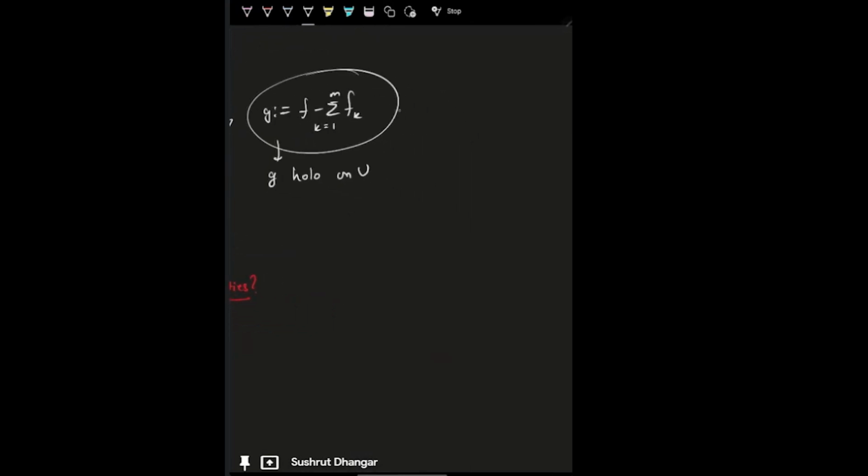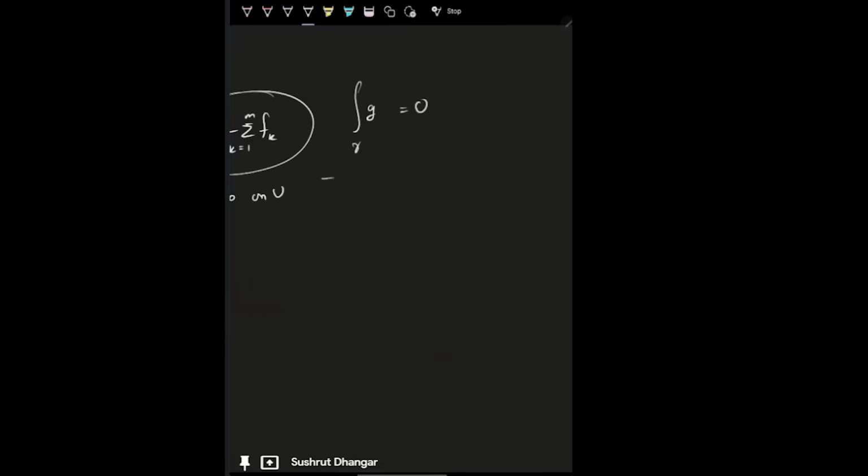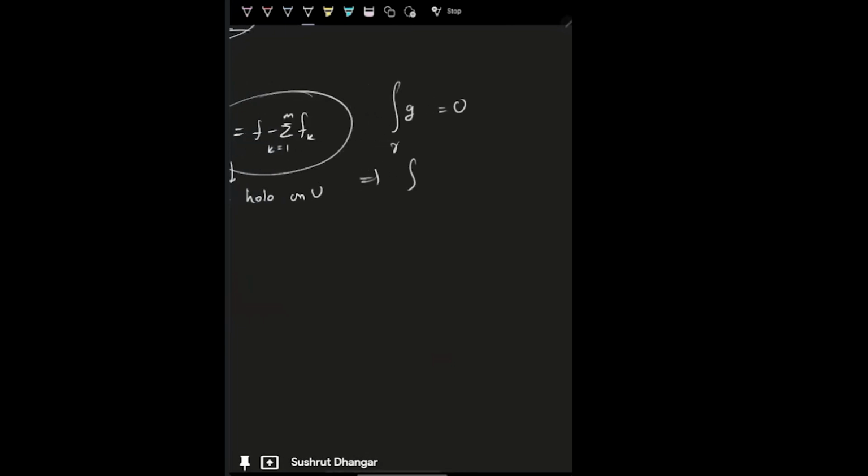The only thing remaining is to apply Cauchy's theorem. Applying Cauchy's theorem over gamma, the integral of g is 0, which gives us, if we rearrange the terms, the integral over gamma of f is equal to the integral over gamma of the summation over k equals 1 to m of fk. Since we have finite integrals, I can take the summation outside. So this is the sum over k equal to 1 to m of the integral of fk.